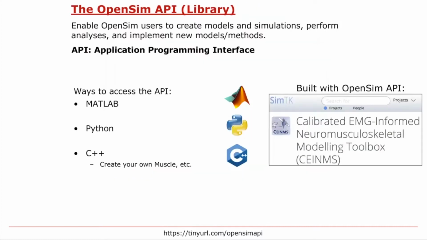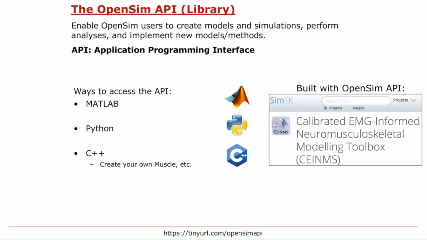API stands for Application Programming Interface. It's the set of functions that OpenSim provides that an application, like the GUI, can use to perform operations like building a model or running a forward simulation. The OpenSim API provides functionality also that's beyond what's accessible in the GUI. The API is available through Matlab, Python, and C++.